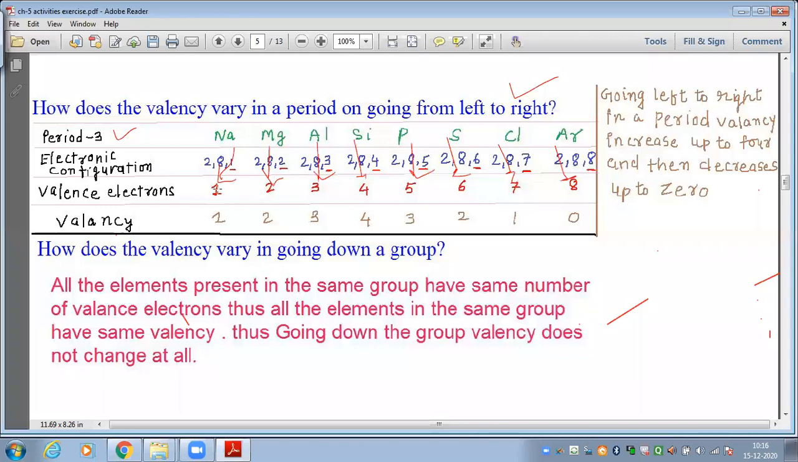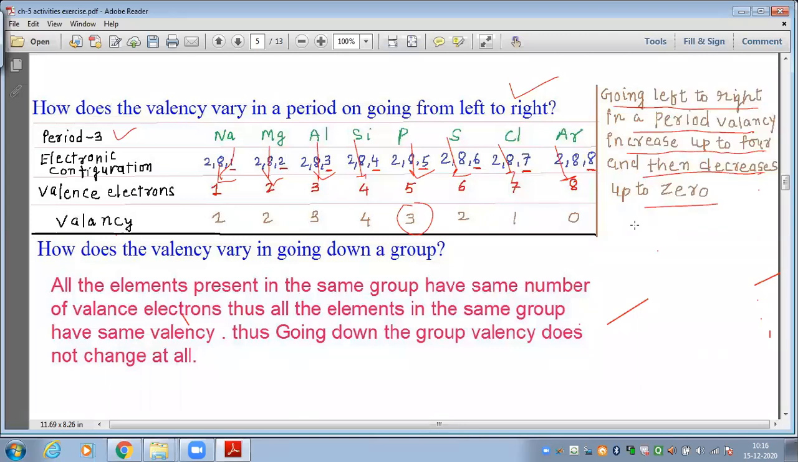Now from this number of valence electrons, we can find out their valency. So valency for sodium 1, magnesium 2, aluminum 3, silicon 4, phosphorus again 3, because 5 minus 8, sulfur 2, chlorine 1, and argon 0. So now we can easily understand that going left to right in a period, valency increases up to 4 and then decreases up to 0.